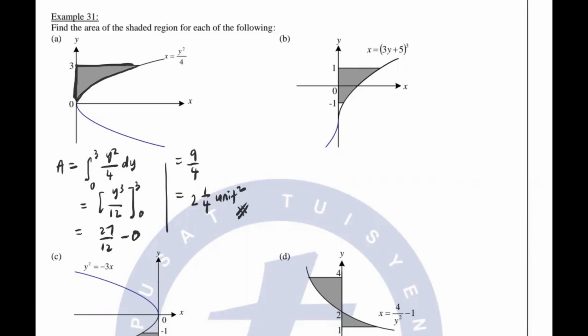For mensuration like length, area, it makes more sense to write your answer as a mixed number. Okay, let's move on to B.